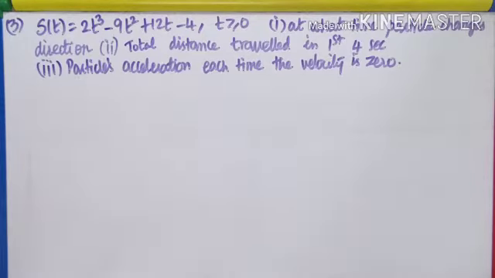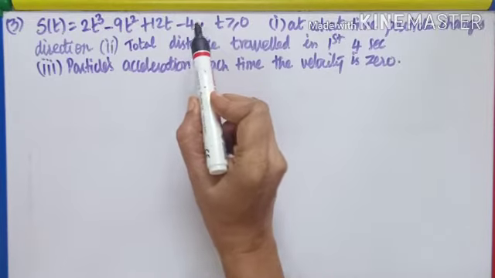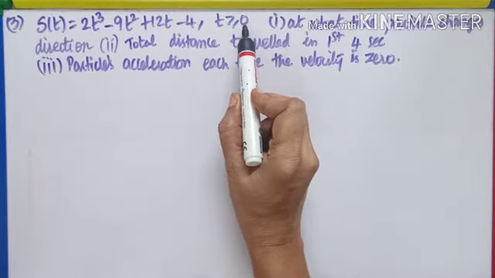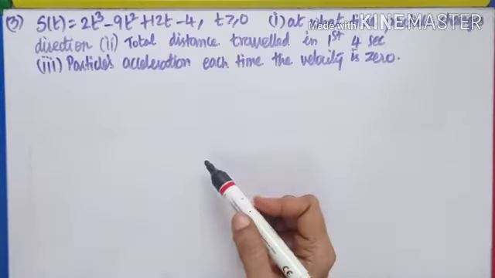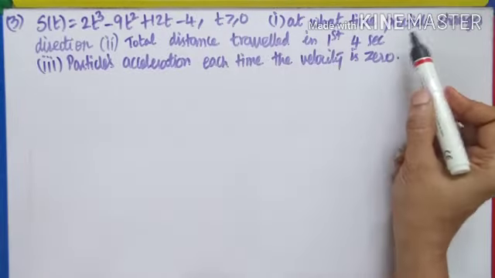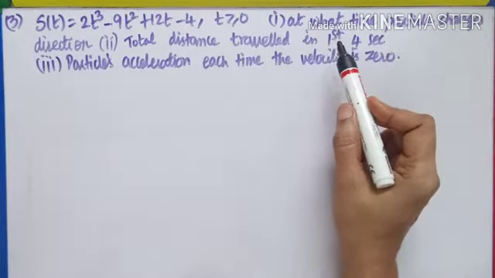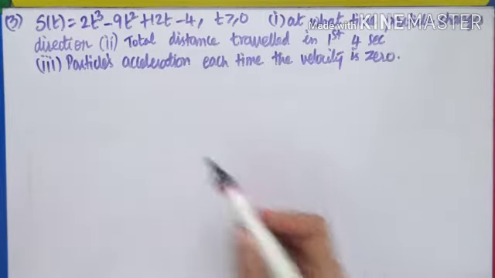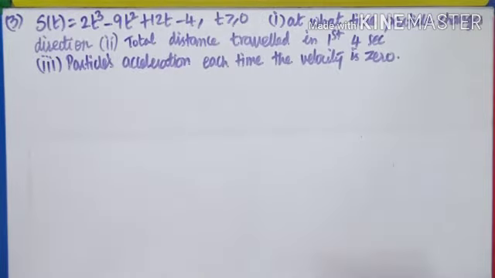Question number 3. S of t equals 2t cube minus 9t square plus 12t minus 4, where time is greater than or equal to 0. This is the distance traveled by a particle. At what time the particle changes direction? Total distance traveled in first 4 seconds. Particle's acceleration each time the velocity is 0.